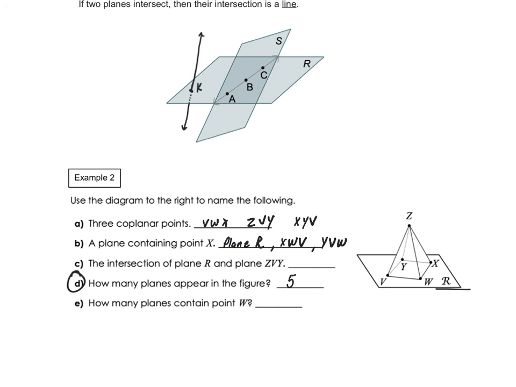In the intersection of plane R and plane ZVY, okay, ZVY is this plane right here, and it intersects plane R on this segment right there, which is going to be segment VY. We're going to learn more about a segment later on. And then how many planes contain point W? Point W, I have this plane right here, I have this plane right here, and then finally I have this plane down here. So we have three planes where W appears.